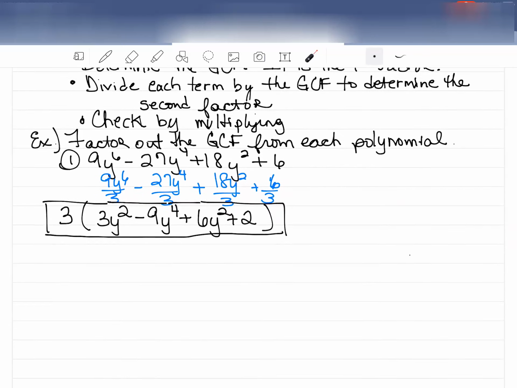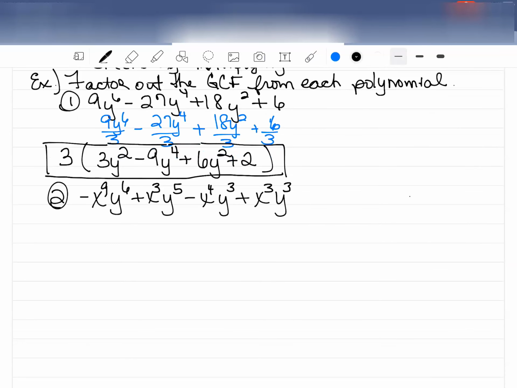Let's do a second example. In this example, I don't really have any coefficients to worry about. My coefficients for each term are either 1 or -1, so I don't have to worry about the numbers. I just have to pay attention to my variables.